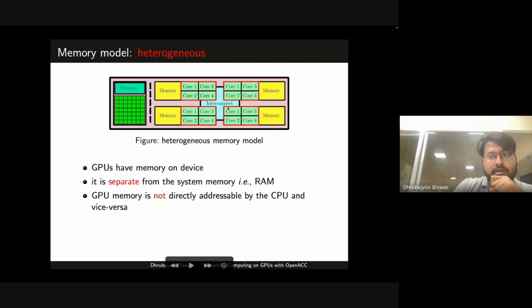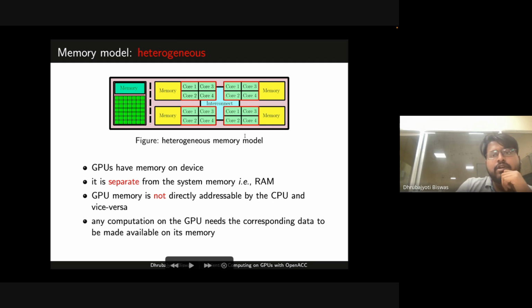It is not directly addressable. The memory here is not directly addressable by the CPU. Similarly, the GPU cannot directly access memory which is stored in RAM. Some variable or array you have stored in RAM, the GPU cannot directly address it. So it goes both ways: the CPU cannot access GPU memory directly, and the GPU also cannot access RAM directly.